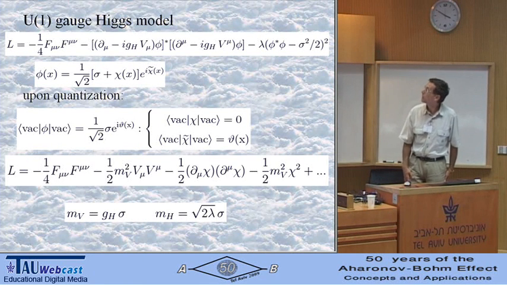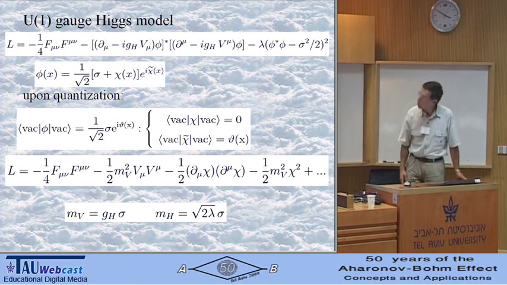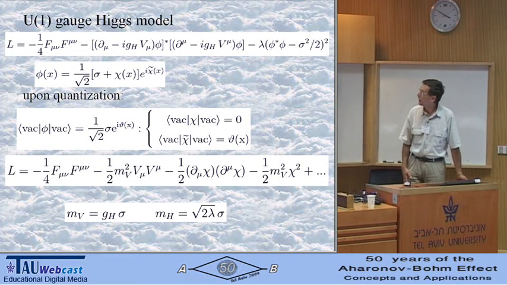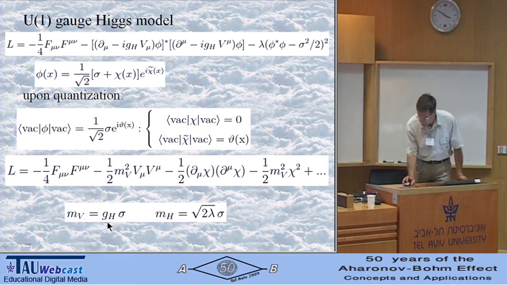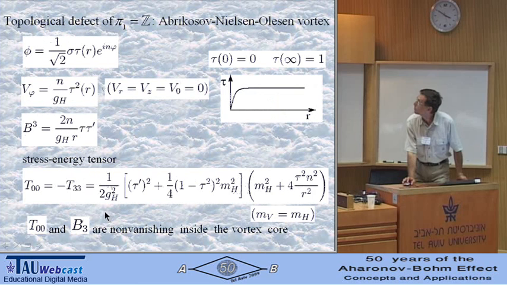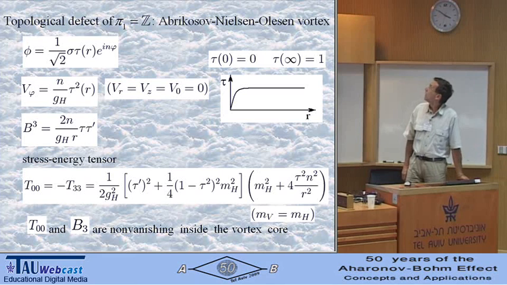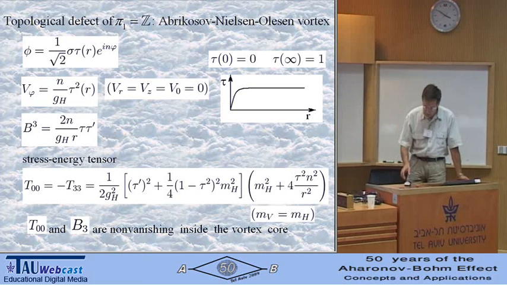Spontaneous symmetry breaking of local symmetry, the simplest model includes gauge field and scalar field, and after the spontaneous symmetry breaking, the scalar field attains mass m_h, and the gauge field attains mass m_v. And the topological defect of non-trivial first homotopy group is the Abrikosov-Nielsen-Olesen vortex. It is a line defect, a line structure.